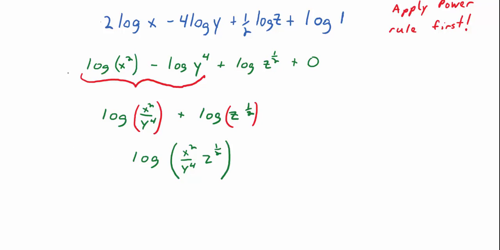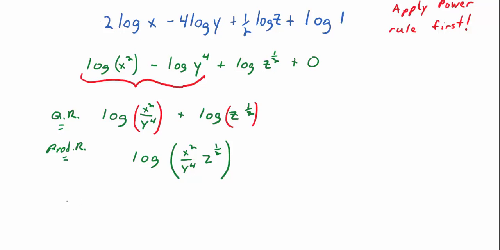So what rule am I using here? I didn't actually write down my rules. Here I used the quotient rule to go down to here. And then here I'm using the product rule.